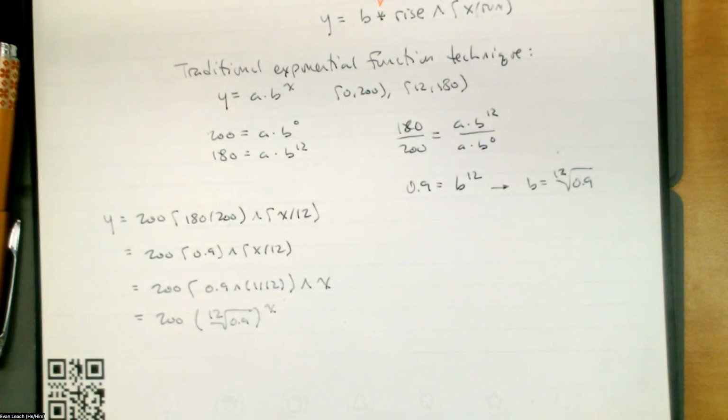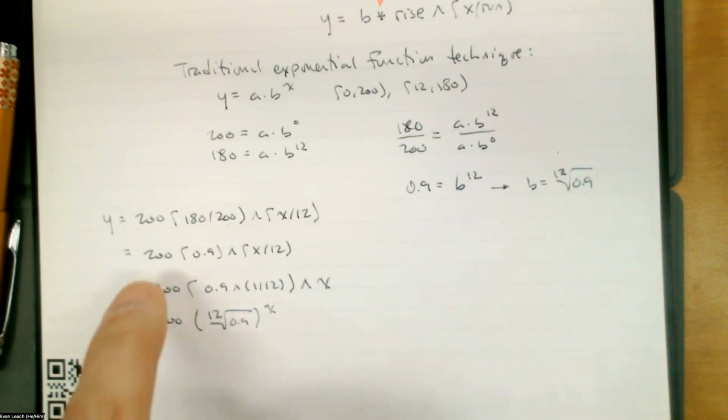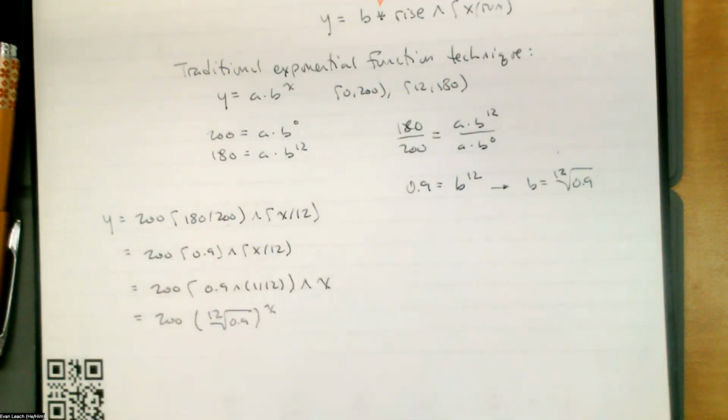But we didn't need to do any of these calculations. We could just go with this first expression. I wrote the 180 over 200 as 0.9, but this is much more descriptive. This says start at 200 and decrease by 10% every 12 units.